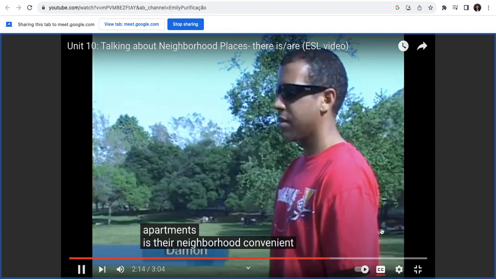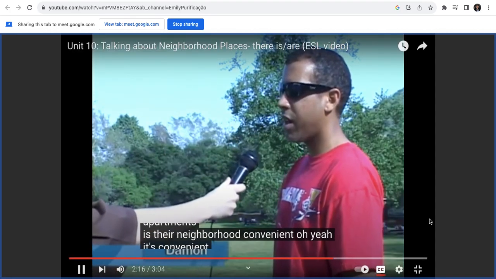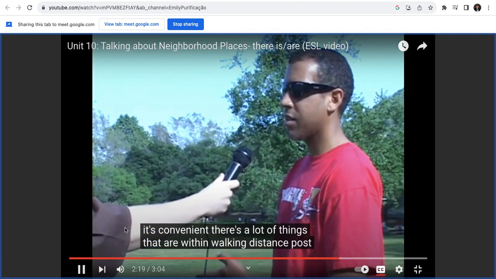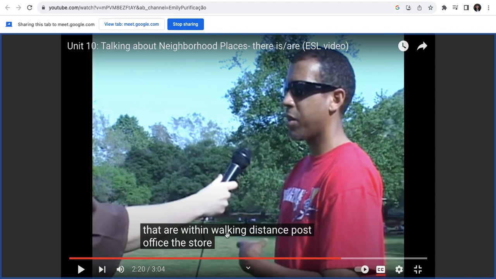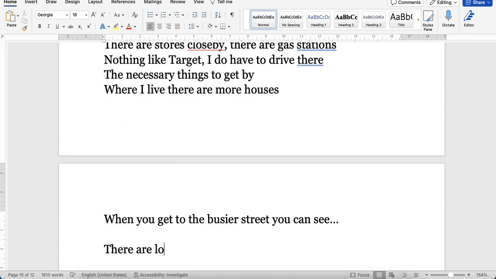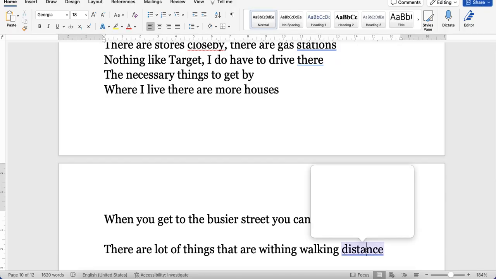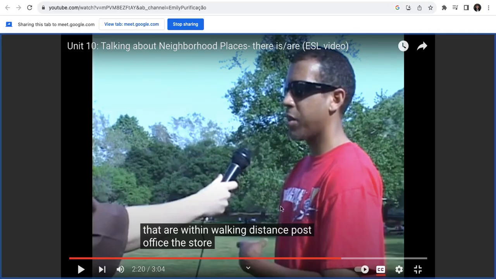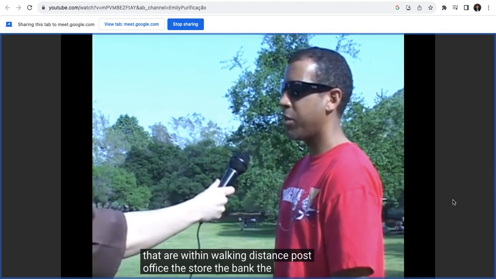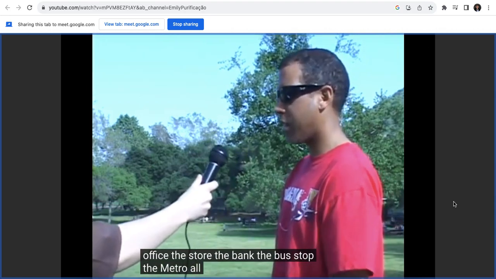Is your neighborhood convenient? Oh yeah, it's convenient. There's a lot of things that are within walking distance, post office, the store. This is a very good expression. There are a lot of things that are within walking distance, right? Hay otra expresión que ya vamos a ver que dijeron que es close by, que es cerca, pero dentro de walking distance es que yo puedo llegar caminando, ¿no? Okay? That is walking distance. Good? Bus stop, the metro, all that.